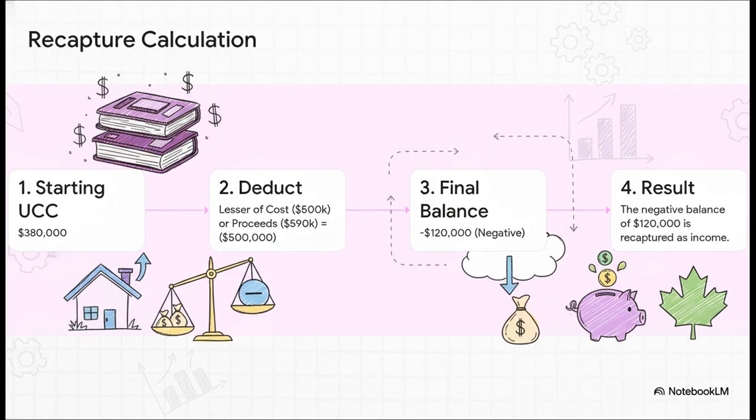So how does the math work? Let's trace it. We start with the UCC of the asset class, $380,000. Then, the rule says we have to deduct the lesser of two numbers, her original cost, $500,000, or her proceeds, $590,000. The lesser of those two is obviously the $500,000. So 380 minus 500. That leaves us with a negative balance of $120,000. And whenever you have a negative balance like that, the entire amount becomes recapture. And here's the kicker. This is not a capital gain. This is taxed as regular old business income, which means it gets hit at her highest personal tax rate.